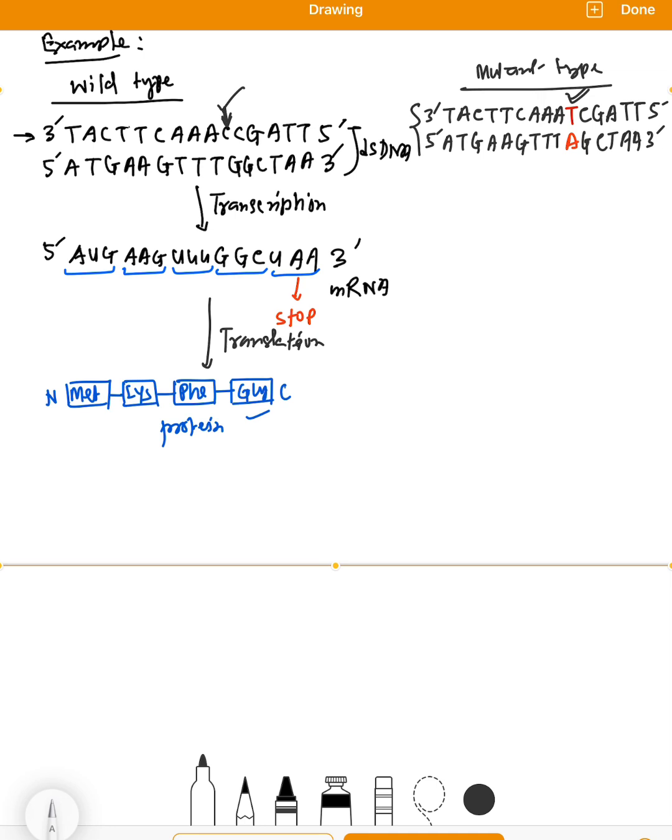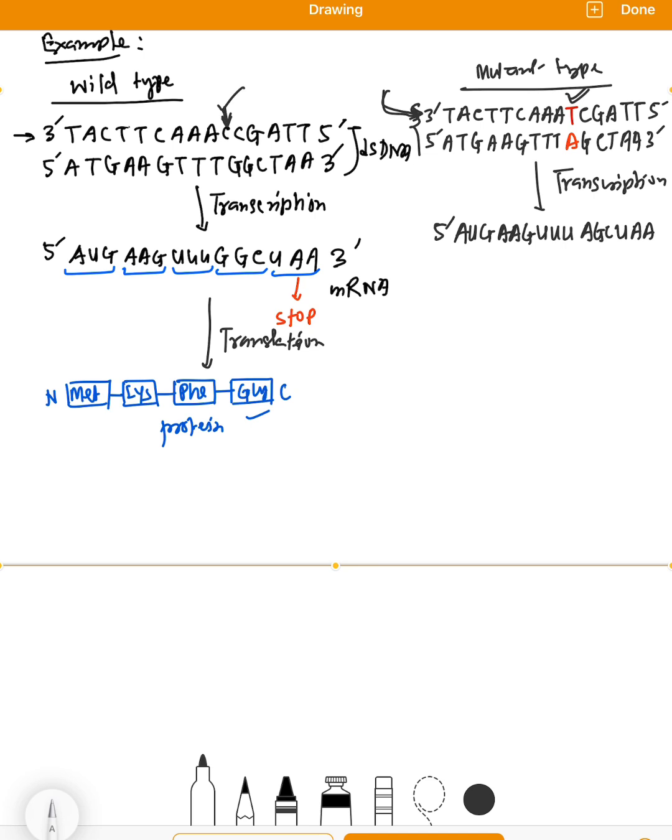Now suppose this particular double stranded DNA undergoes the process of transcription, that means it is giving rise to mRNA. So in that case, suppose the upper strand is acting as the template. If the upper strand is acting as the template, the mRNA will be like this. It is 5' AUC, then you will get AAC, then you will get UUU, then you will get AGC, then you will get UAA.